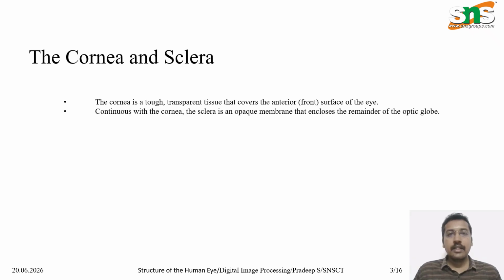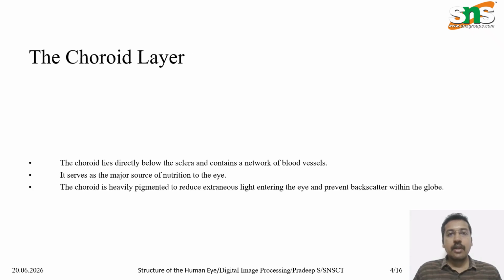The cornea is the transparent front portion of the eye that allows light to enter. The sclera is the white outer covering that protects and supports the eye structure. The choroid contains blood vessels that supply nutrients to the eye. It is heavily pigmented to absorb unwanted light and prevent internal reflections.